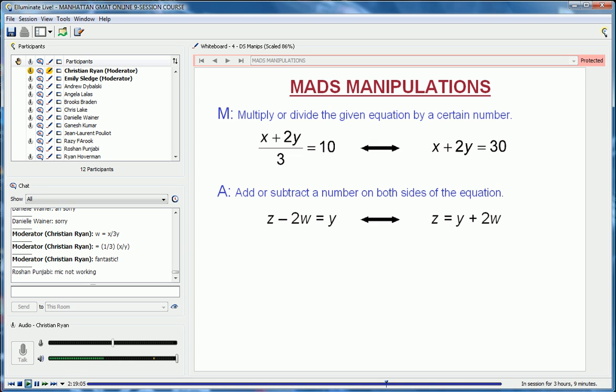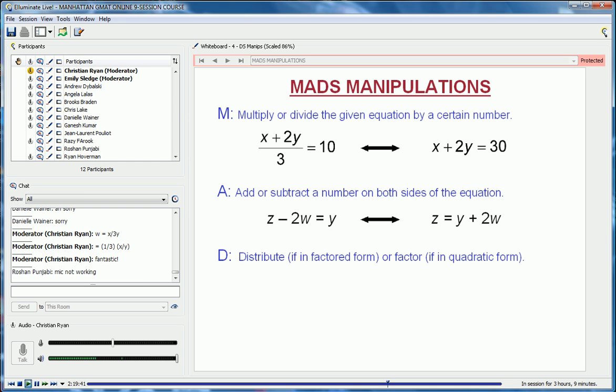The A stands for that most basic of arithmetic operations, addition, and its other horn, subtraction. By adding 2w to both sides of the left equation, you get the equation on the right. And by subtracting 2w from both sides of the right equation, you get the left one. Now the D stands for distribution or distributing, and its inverse, or opposite number, is factoring.